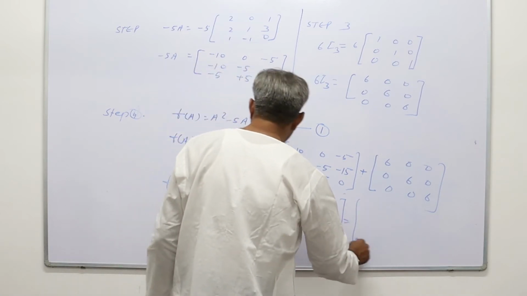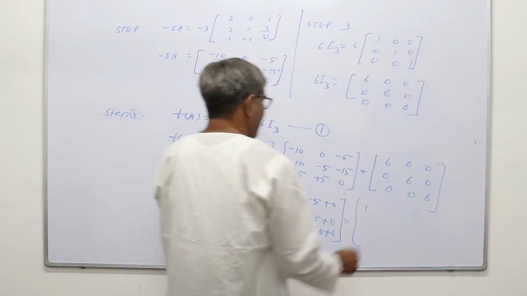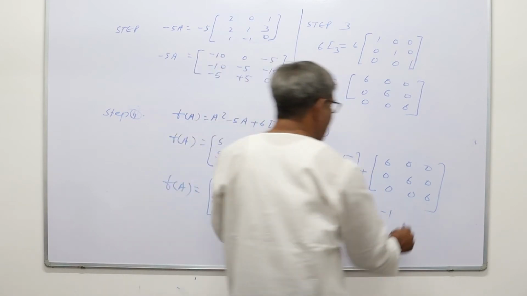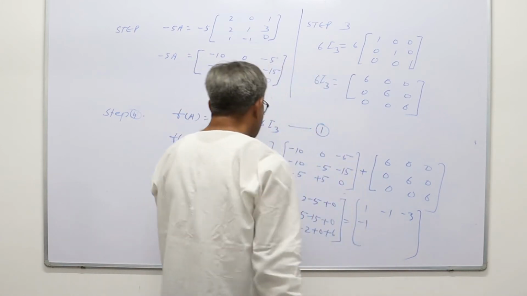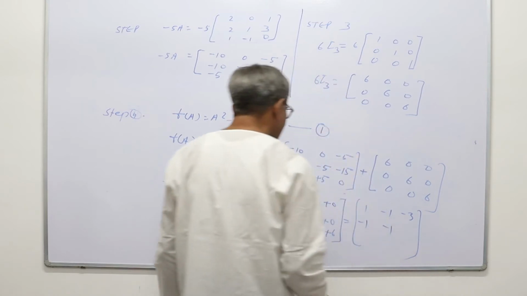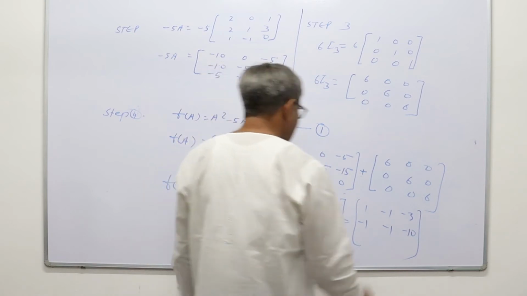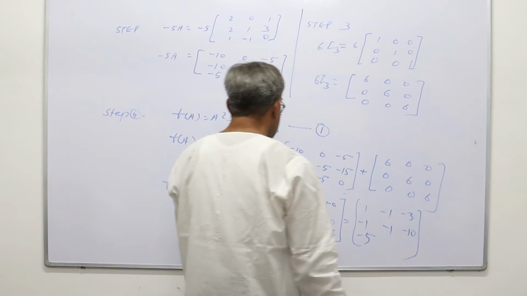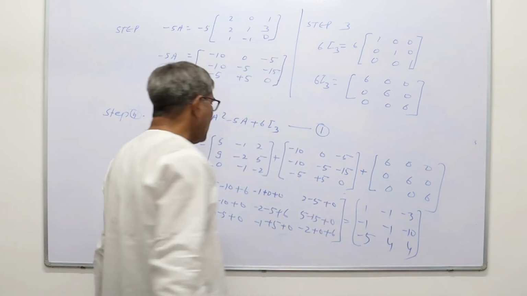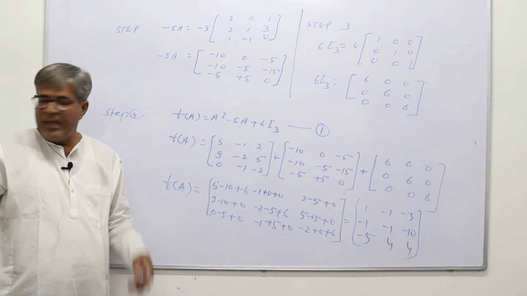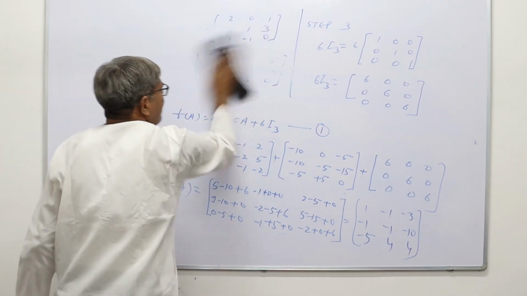So, the result will be 11 minus 10, that is 1, then minus 1. 2 minus 5, that is minus 3. 9 minus 10, that is minus 1. Minus 7 plus 6, minus 1. 5 minus 15, minus 10. 0 minus 5 plus 0, that is minus 5. Minus 1 plus 5, that is 4. Minus 2 plus 6, that is also 4. So this is your f of A. In this way, we can find the matrix polynomial. So this is a very important question from the exam point of view.